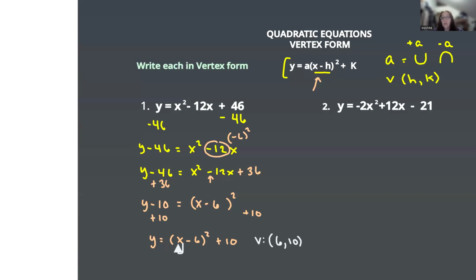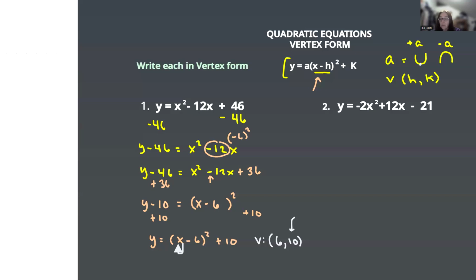You can also know that this is going up, so that vertex is going to be the lowest point on the graph. And the lowest for your height will be at 10. It's the y value. So you can learn a lot. You can learn the domain and range. The domain for all parabolas is negative infinity to infinity. Because this one is going up, your range is going to be y is greater than or equal to 10.